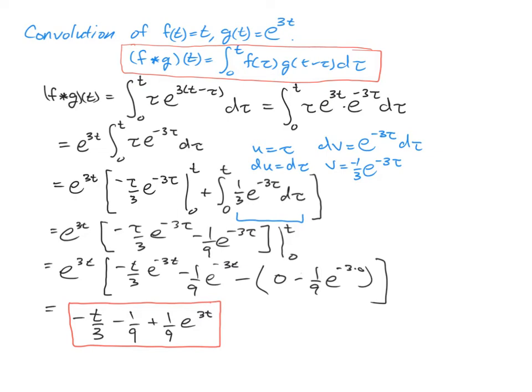And once again, you will notice this is a function of t that you get for an answer. So the convolution of two functions makes a function.